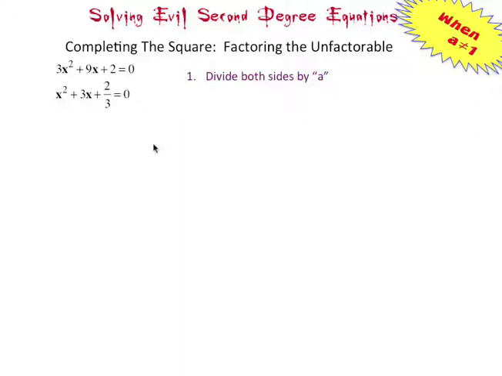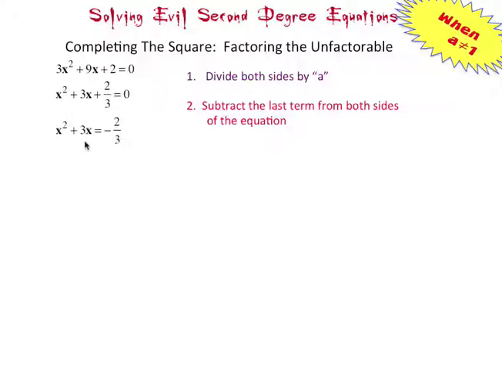And then step 2 is subtract the last term from both sides of the equation. So I'm going to subtract the 2/3. And that gives me x squared plus 3x is equal to negative 2/3. All right, so to make this into a perfect square trinomial, we always want to have something where you have the first thing squared, 2 times the first times the last is the middle term, and the last term is something squared.